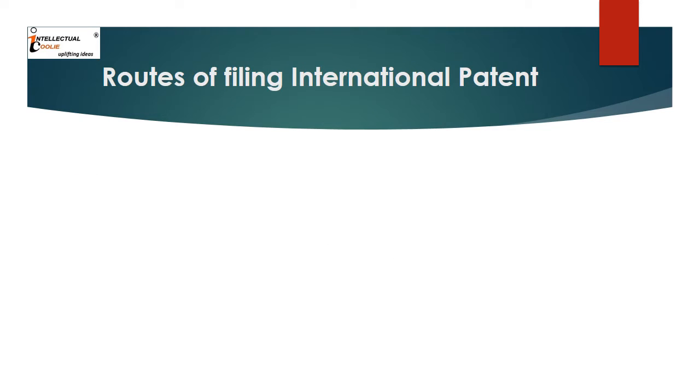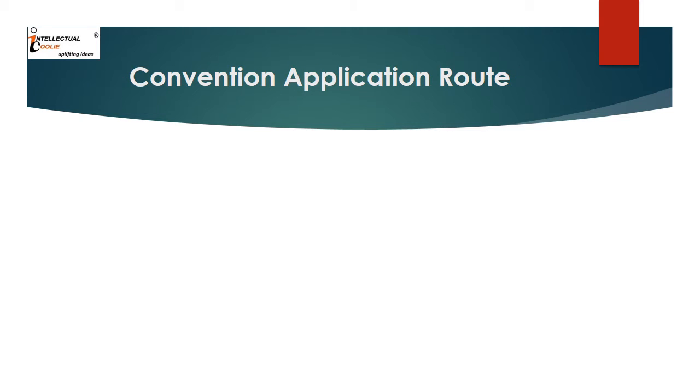Now what are the routes? There are two types of routes to file a patent internationally. First is the convention application route and second is the PCT application route. We will talk about both of these routes in detail. Let's start with the convention application route.